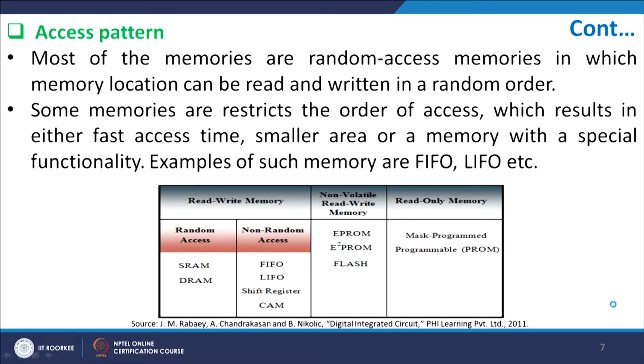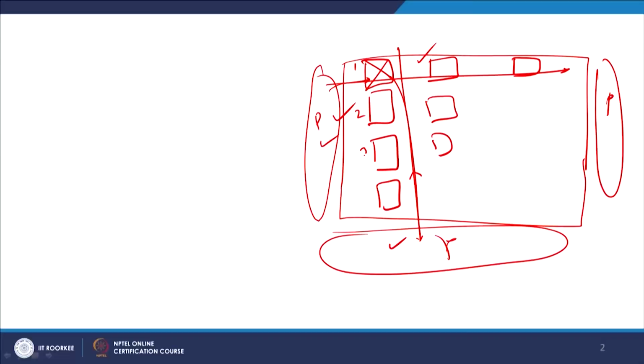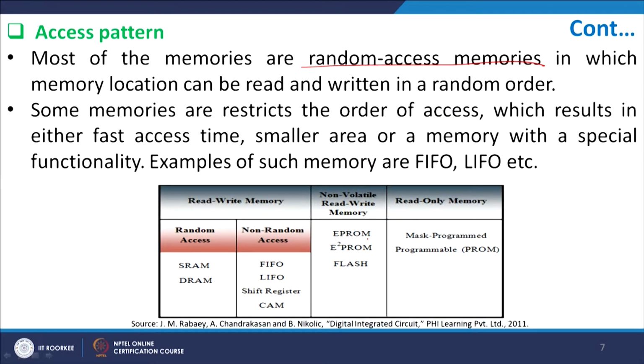Most of the memories which we will study are random access memory, which means I can read or write any cell in a random order. For example, in the diagram I drew, suppose these are cell numbers 1, 2, 3, 4, 5, 6, 7. It is not that I can only read 1, then 2, then 3, then 4. It is all random. I can even read 6 first, then come to 1, then 2, then number 4, and so on. This is the random access operation of the memory.